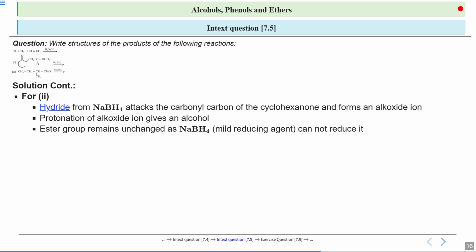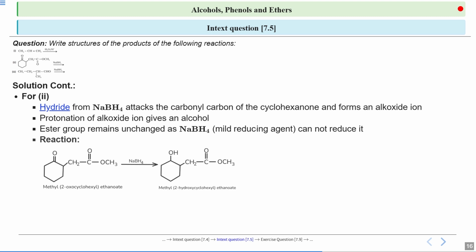Now you will see in the question that an ester group is also here. So this ester group will remain unchanged because we know that sodium borohydride is a mild reducing agent. So being a mild reducing agent, it cannot reduce this ester group. Okay, it can only reduce this carbonyl group. So what will happen? See this carbonyl group over here. Now sodium borohydride gives H minus over here. And the carbonyl group, with oxygen being more electronegative, will withdraw the electron density. So this will be C double bond O, oxygen more electronegative, so it will withdraw the electron density over here.